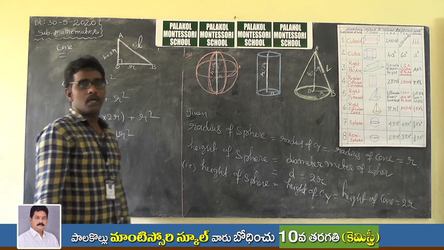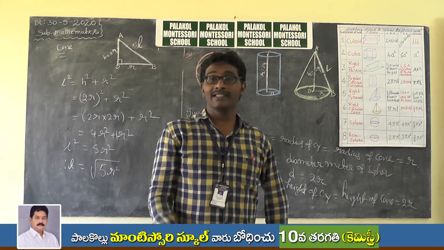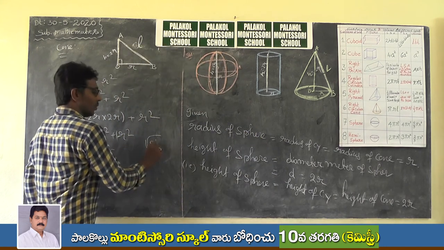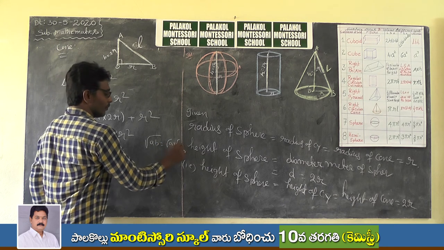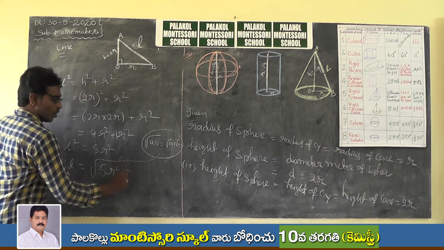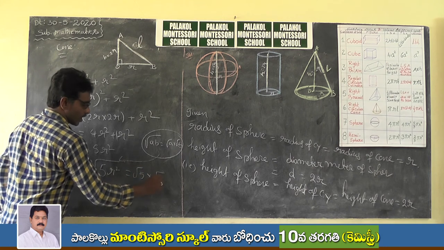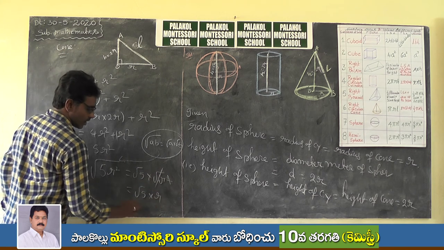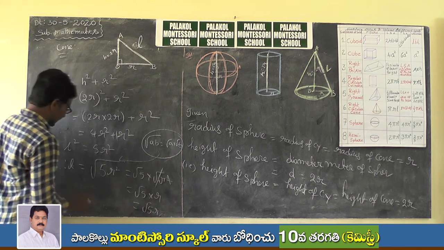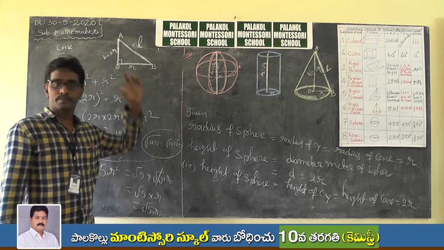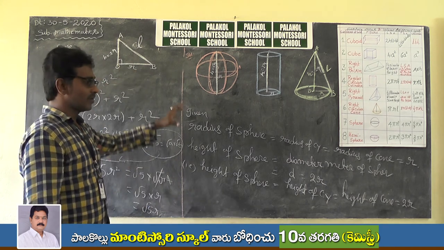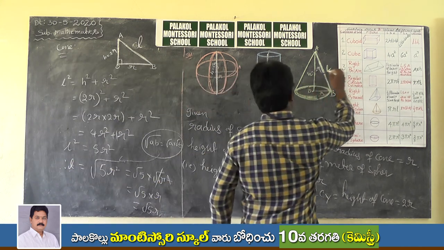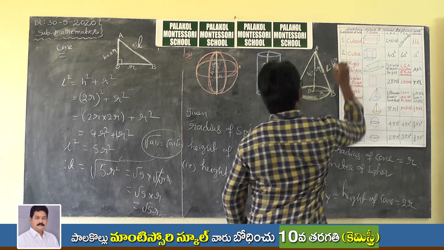Wait guys. You know exponent powers in 8th class. One of the formulas is there: root of AB means root A into root B. That one apply here. Root 5 into root R square. So the square root is cancelled out. Root 5 into R. That is the slant height of the cone. Now you find out the curved surface areas. These points are the key now.